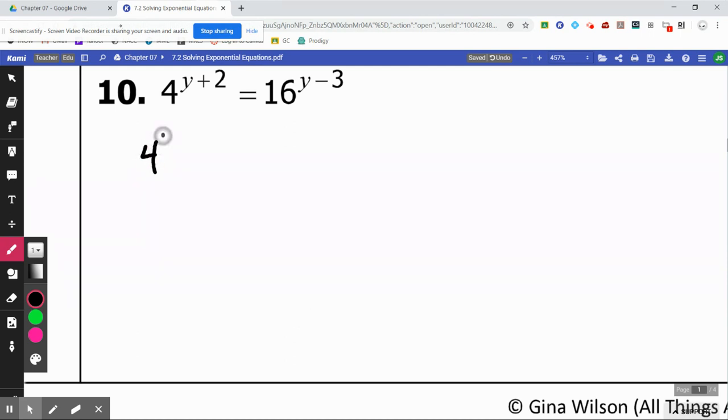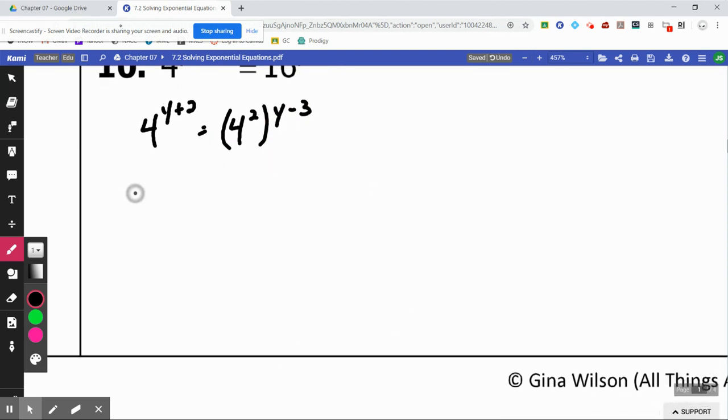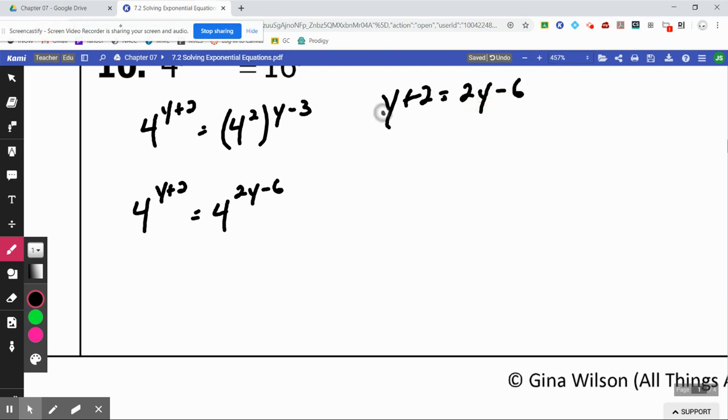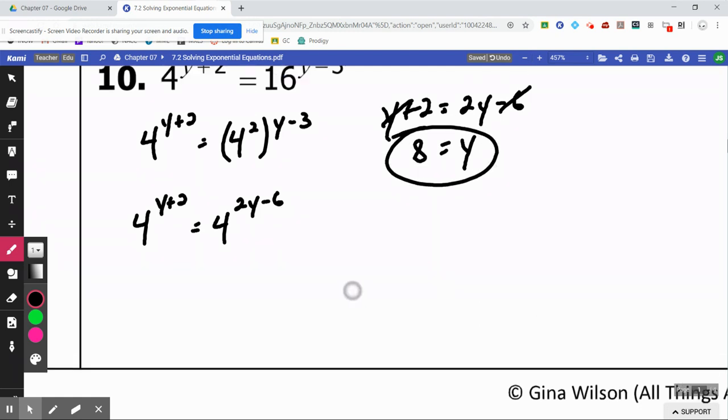4 to the y plus 2 is equal to, and 16 we can write as 4 to the second power, and that's being raised to the y minus 3 power. So now power to power, we are going to have to multiply those together. You have 4 to the y plus 2 equals 4 to the 2y minus 6. Make sure you distribute. Now you can set the powers equal. Y plus 2 is 2y minus 6. Move the y by subtracting. You have 1y. Move the minus 6 by adding, and it gives you y is equal to 8.